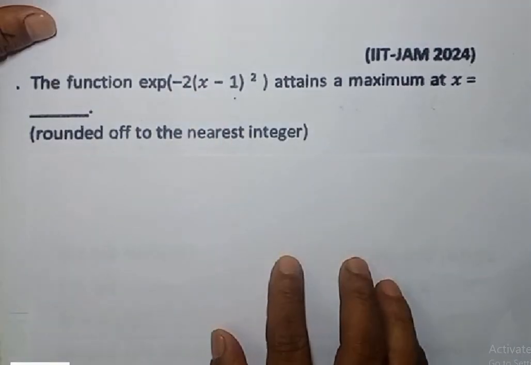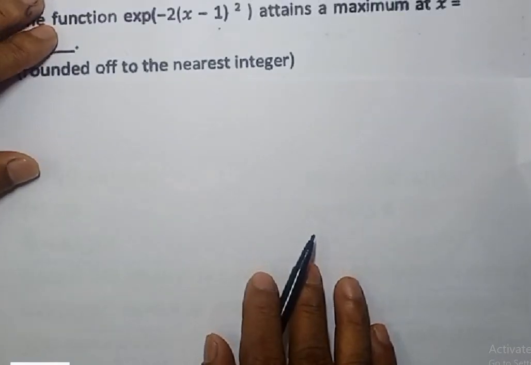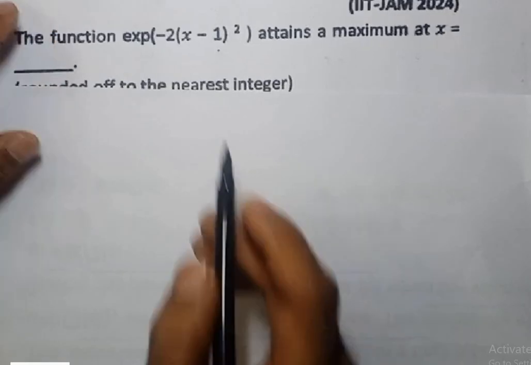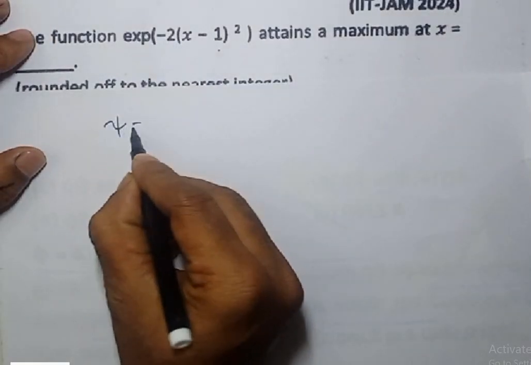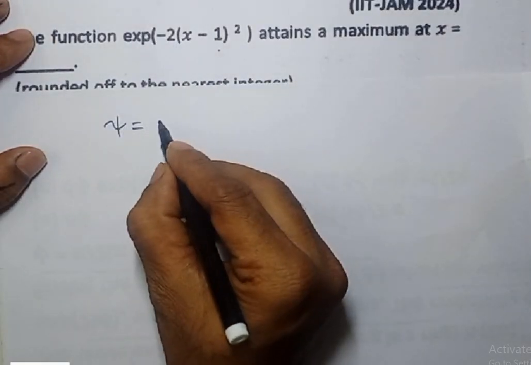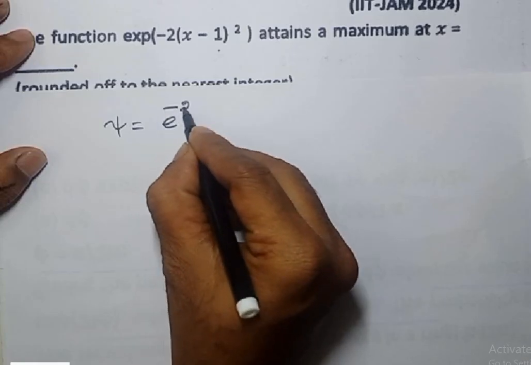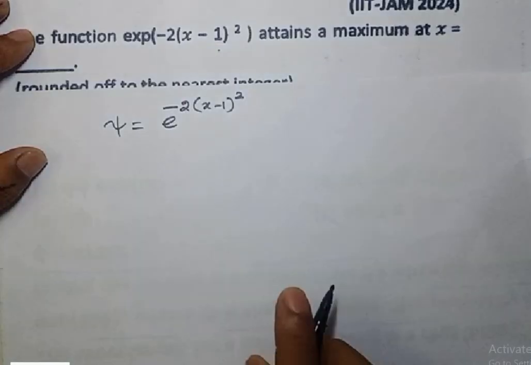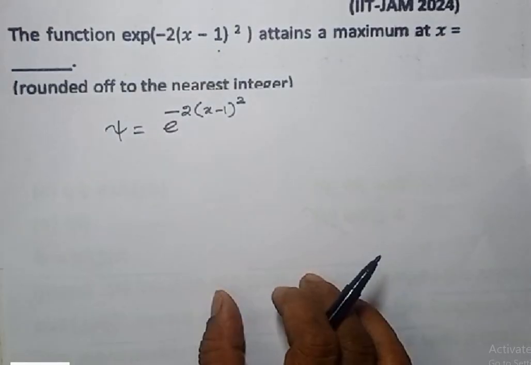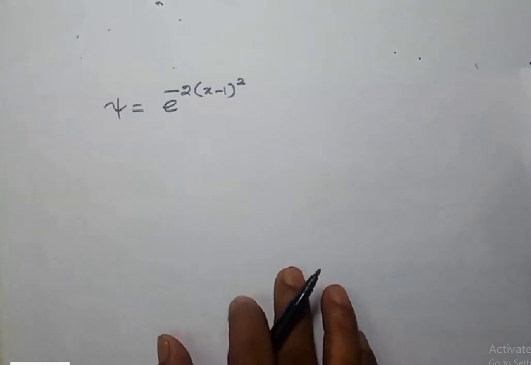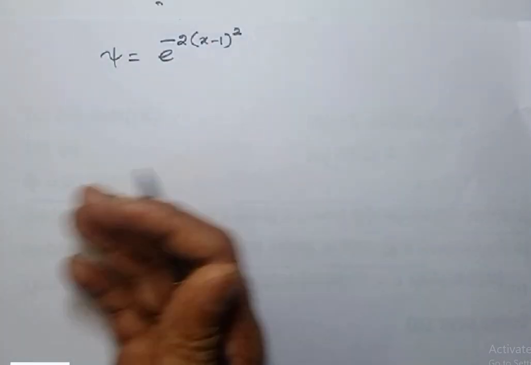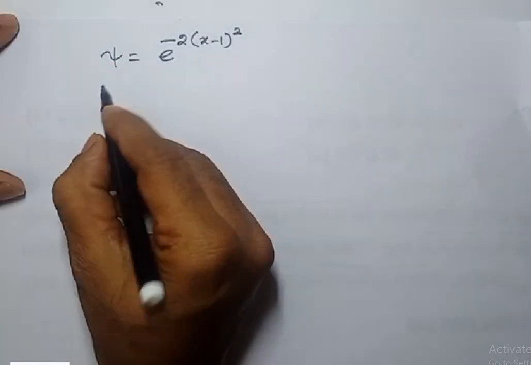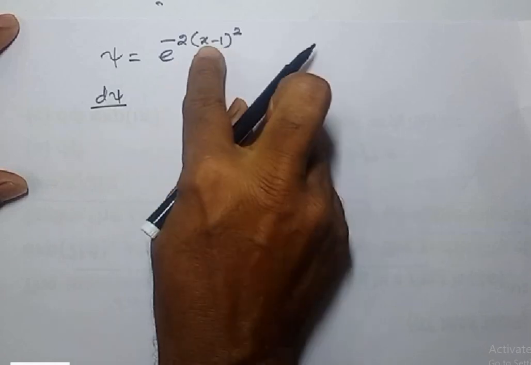And the function is given. So let me take the function as psi. See, what is the given function? The given function is this. Let me take the function as psi. So psi is equal to e power minus 2 into x minus 1 the whole square. And this function attains maximum at what value of x? So to find the maximum, what you have to do? Differentiate psi with respect to the coordinate.